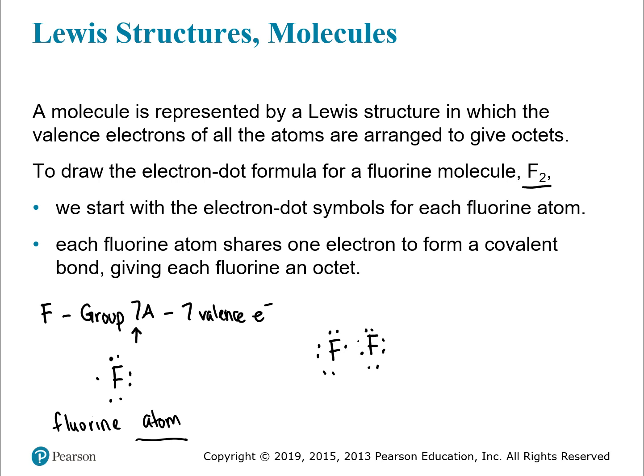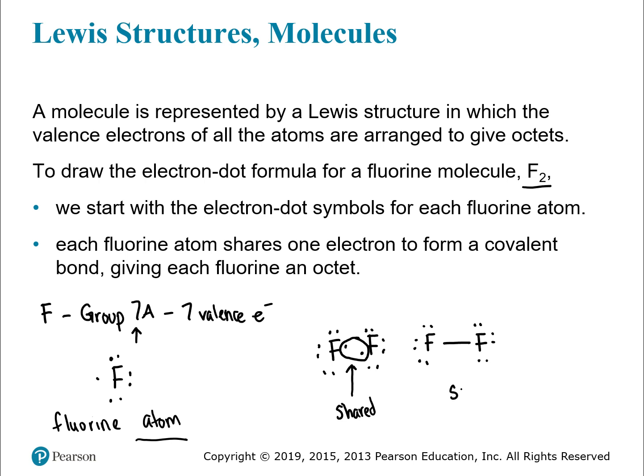If we draw 2 of those fluorine atoms next to each other, you can see where they each have an opening for an electron. That's where they're going to share electrons. So when we draw the actual Lewis structure, that's going to be represented by a single line. Now we still have to fill in all of the valence electrons surrounding each of these fluorine atoms.